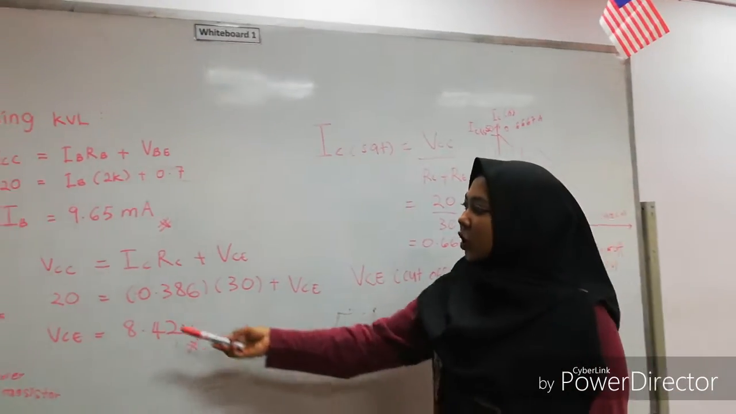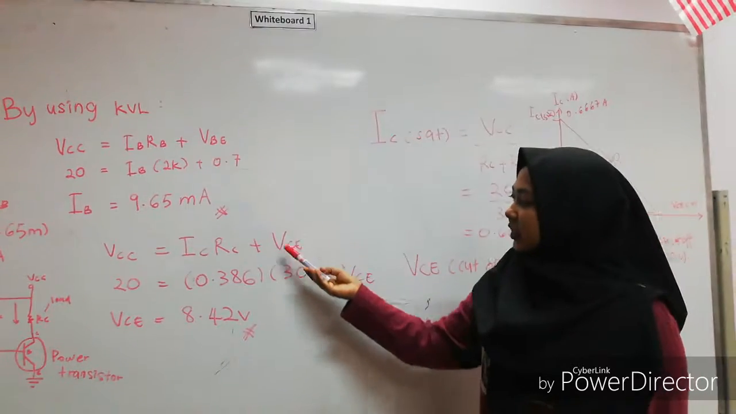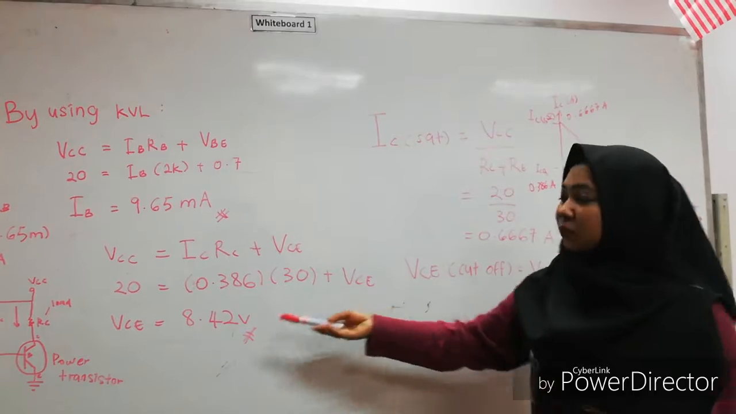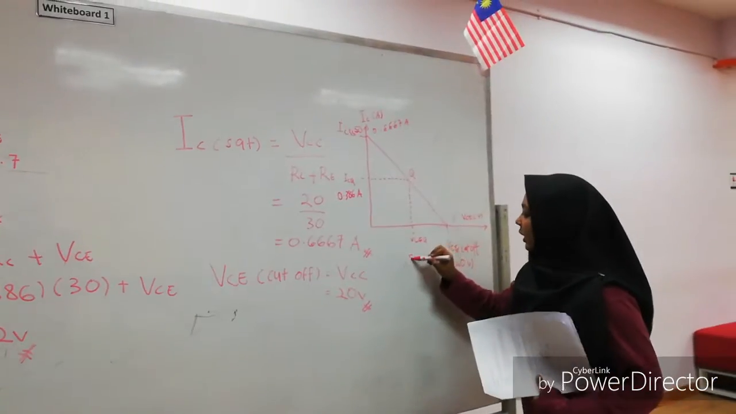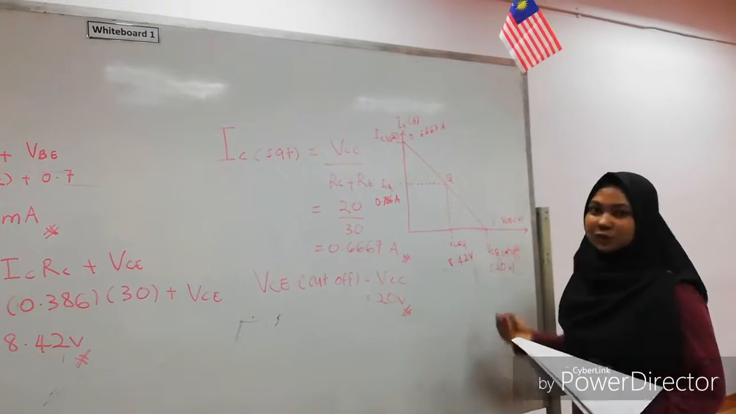And the next value that we need to know is the VCEQ, which we will get from this equation, VCC equal to IC RC plus VCE. And arrange this formula, we will get the VCE. All the values have been given and we just need to insert them, and for VCE we get the value 8.42 volts.